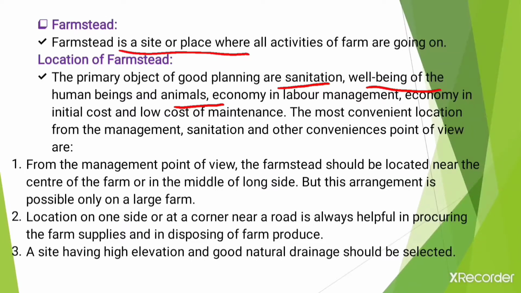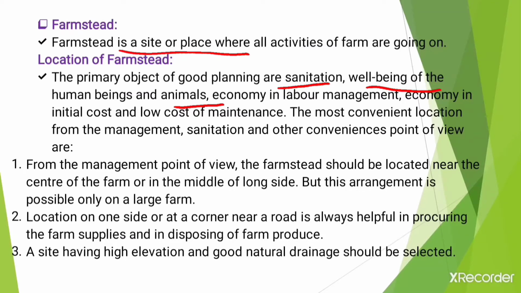What is meant by farmstead? Farmstead is a site or a place where all activities of the farm are going on. In easy words, we can say that farmstead means farm with its buildings, different buildings like animal shelter, poultry houses, then silos, etc. According to the requirement, farmers construct these different buildings at their farm. Now, location of the farmstead.